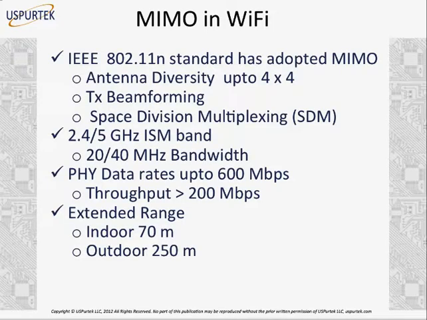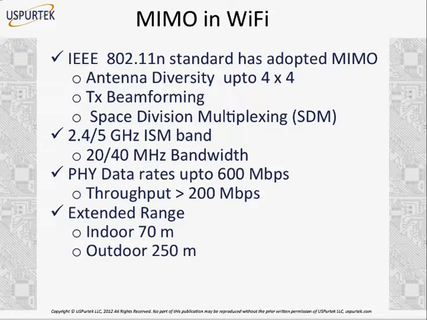So now let's see how this MIMO works out in real-world wireless communication standards. In Wi-Fi, the N version has adopted MIMO. Diversity is up to 4 by 4. They support transmit beamforming and space division multiplexing. There are two bands, 2.4 and 5 gigahertz ISM band. ISM is Industrial Scientific Medical band, which is an unlicensed band actually. And it allows 20 or 40 megahertz bandwidth.